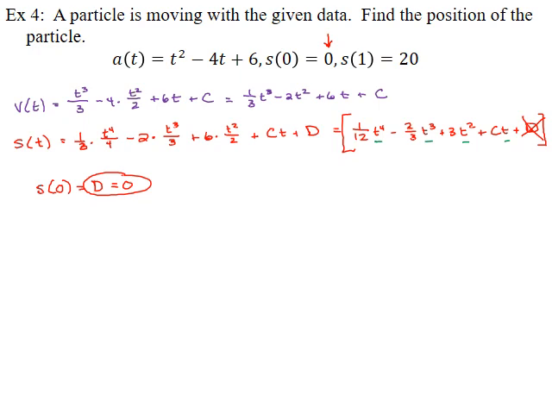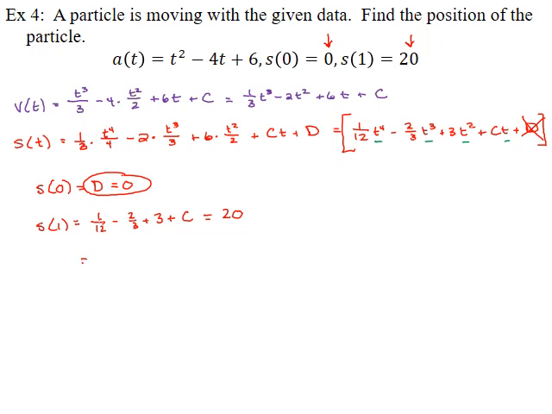But now that the d is gone, we can solve for the c using our second condition. We can do s of 1. So if I plug 1 into all of these parts, the ones don't really change the value, but you do have all the constants. So it would be 1/12 minus 2/3 plus 3 plus c. This has to equal the constant in the initial condition, which is 20.